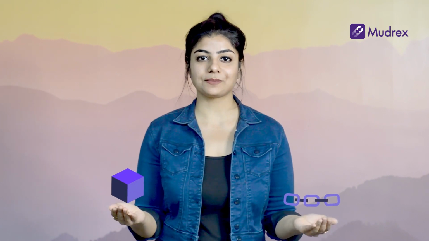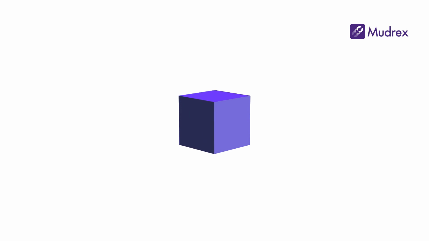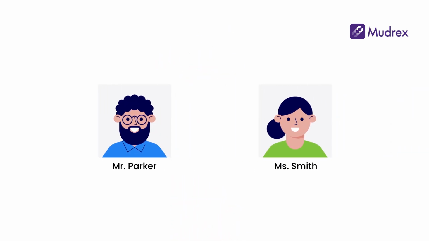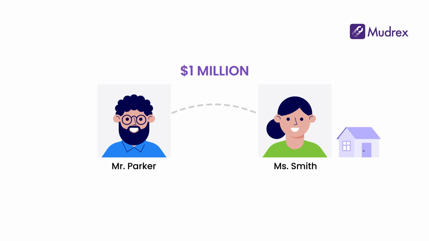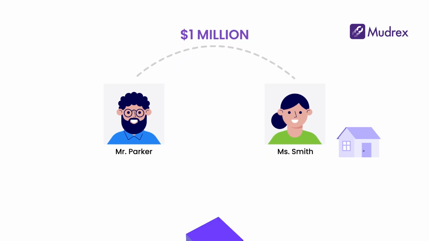What is blockchain? Blockchain comprises two words, block and chain. First, let us talk about the first word, that is block. A block is a kind of container where data is stored. For example, Mr. Parker decides to sell a house to Ms. Smith for $1 million. Once the deal is locked, the transaction is stored on the block.